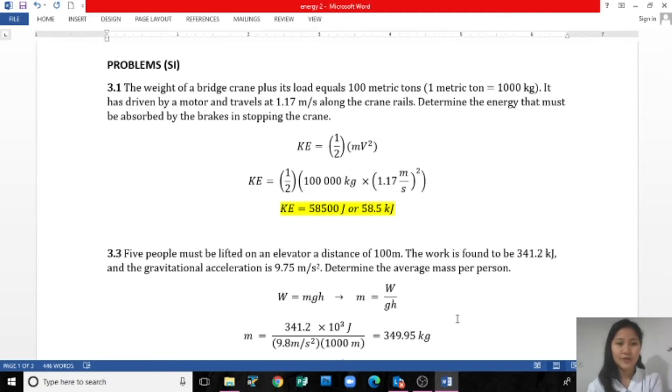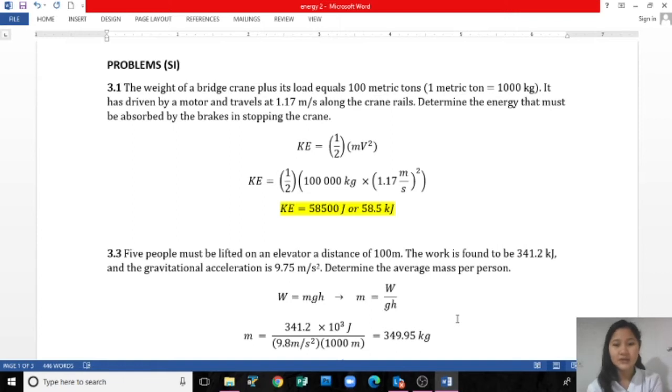So, Problem 3.1. The weight of a bridge crane plus its load is equal to 100 metric tons. It is driven by a motor and travels at 1.7 meters per second along the crane rails. Determine the energy that must be absorbed by the brakes in stopping the crane.